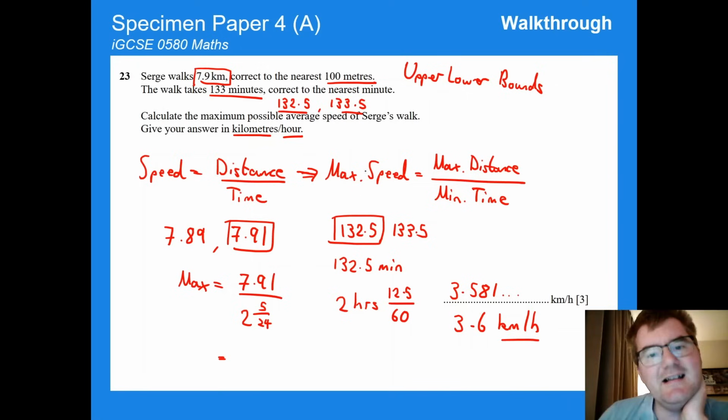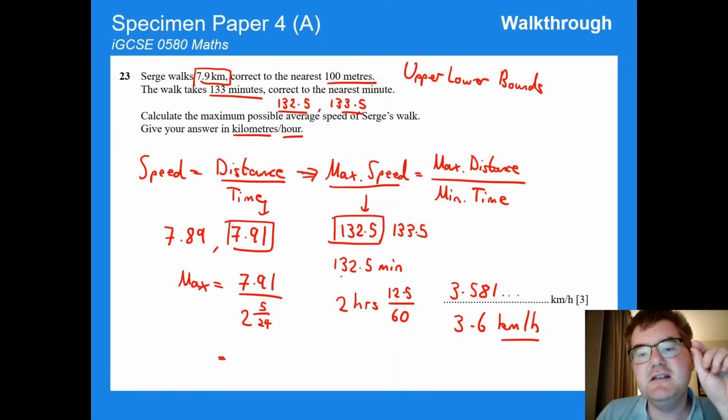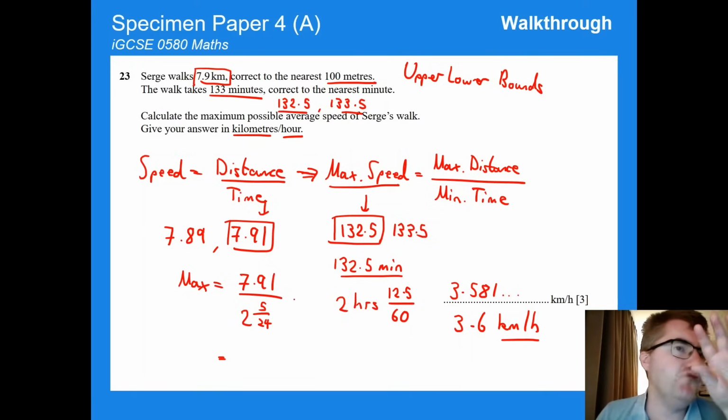So the key thing to realize here is when you want maximum speed, you want the maximum distance over the minimum time possible. So you want the lowest amount of time but the biggest amount of distance. And then the key thing is to change this from minutes into hours, and so get it as 2 and 5/24. So a lot of different parts of that question. You can see why it's right towards the end of the paper here.